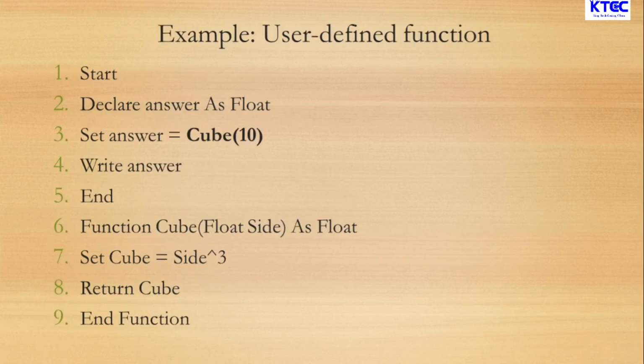Now let's look at an example of a user-defined function. Let's start. Declare answer as float. Set answer equal to cube. Now this cube is a function written by ourselves. We have written it, right? So what is going to happen here is that this is a parameter. It will find a, the moment this cube is called, it will run and go to the block of code where the function cube is, send this 10 over there, execute it, and quickly come back here and store the result in this variable called answer.